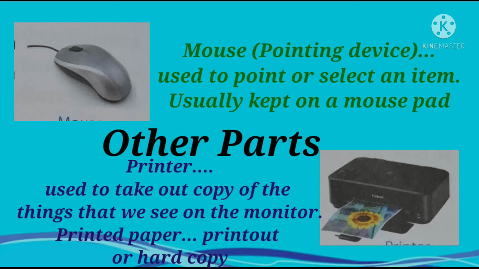Printers are of many types. Some printers print everything in black and white color only, while some can print all the colors. These printers are dot matrix printer, DeskJet printer, and laser printer. The printed paper is called the printout or the hard copy. What we see on the monitor is the soft copy.